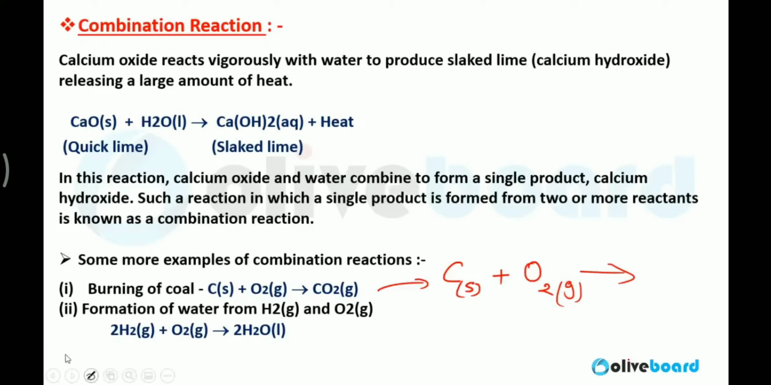So see, carbon is a solid substance. Coal is basically a stone, and in the presence of oxygen, when it burns, what is released? It releases carbon dioxide gas into the atmosphere.